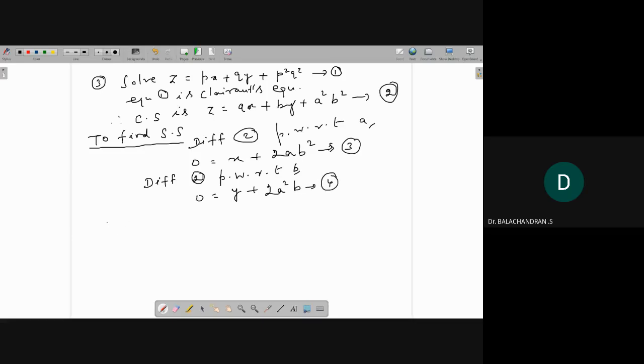Now from 3, it is a little bit difficult to find a in terms of x. So if you write a, a equal to minus x divided by 2b square. Okay, but I need a only in terms of x, not in terms of b. So that's why x is equal to minus 2ab square.